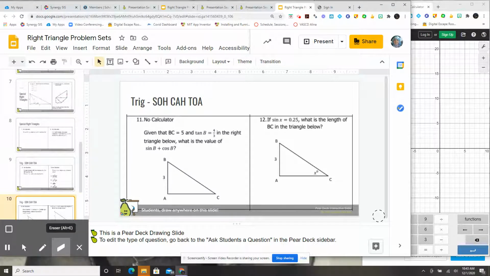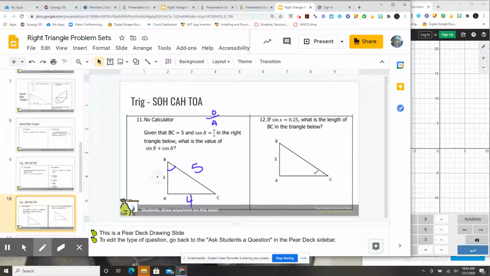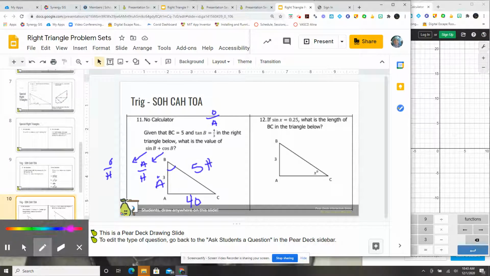Given BC is 5, and the tangent of B, so tangent is O over A, so O is 4 and A is 3, so that checks out. What is the value of sine B plus cosine B? Sine is O over H, and cosine is A over H. So O, A, and H. Now it's just substitution.